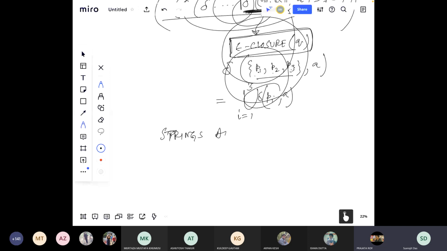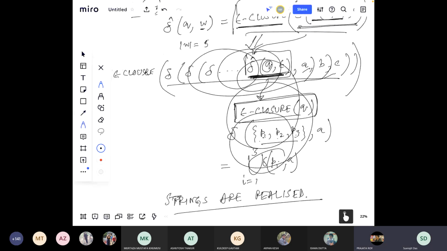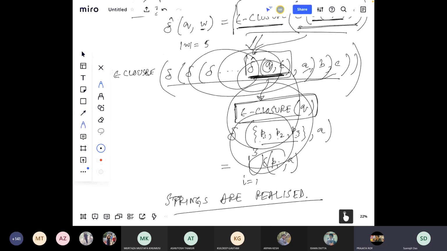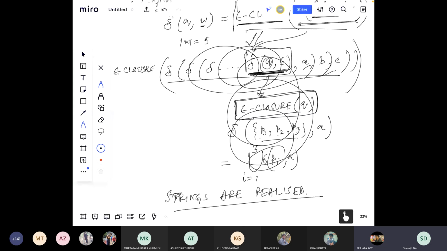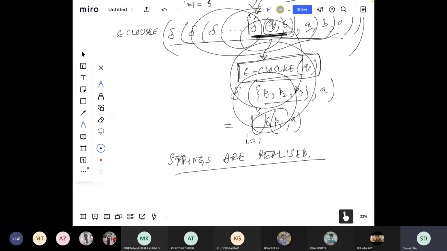One second, sir. Sir, that recursive part is also an epsilon closure, sir. Yes. So that recursive part is also an epsilon closure of the recursive. Okay, sir, you didn't get my point, right?